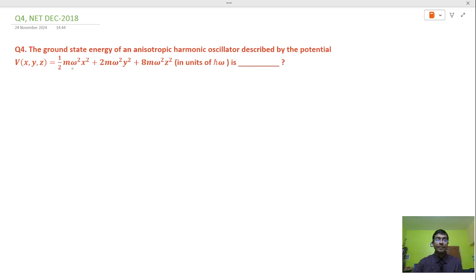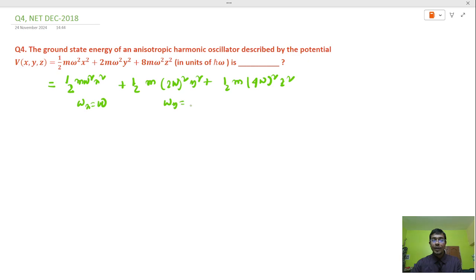So basically we have this potential, we just write in the form of half m omega square x square plus half m 2 omega square y square plus half m 4 omega square z square. This is basically omega x, omega y 2 omega, omega z 4 omega.